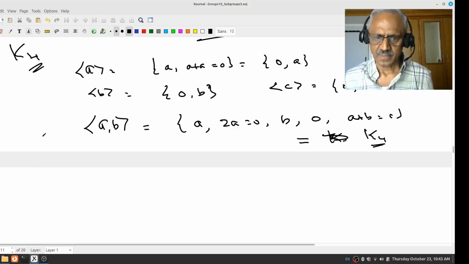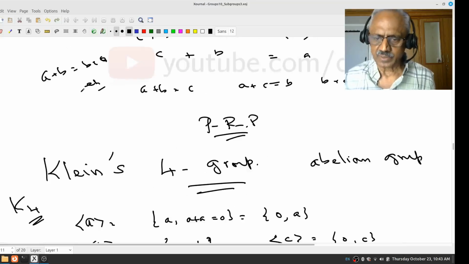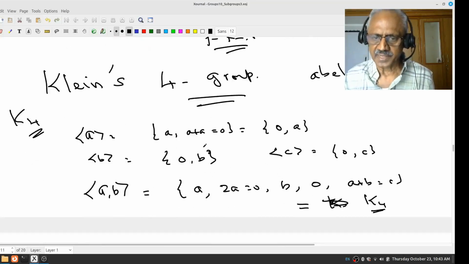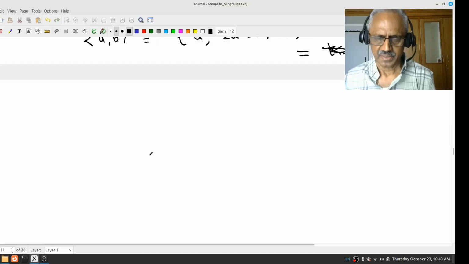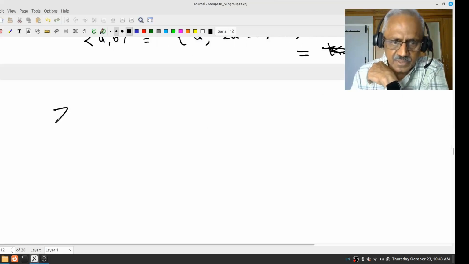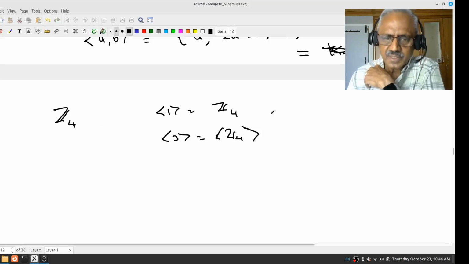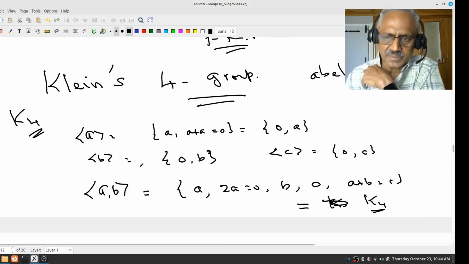So, the subgroup generated by any one of the non-identity elements is a proper subgroup. It has only 2 elements. Is that clear? Whereas when we looked at Z4, we found that the subgroup of 1 is Z4 and the subgroup of 3 is also Z4.